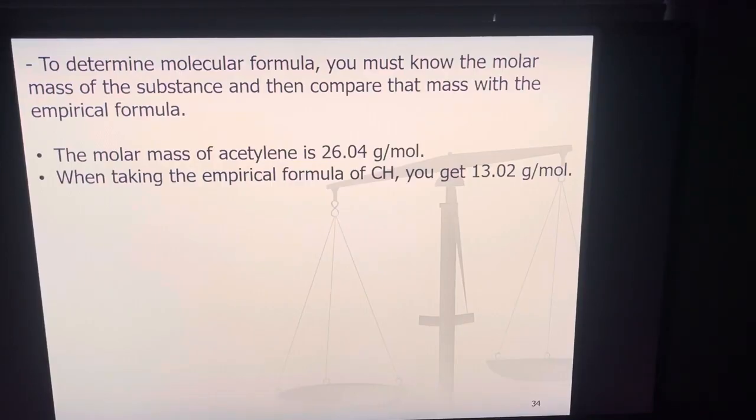You're going to be given the molar mass, don't worry. And of course, we're going to have more practice with this. So the molar mass of acetylene is 26.04 grams per mole. Again, we don't know what the formula is yet, we just know what the molar mass is. When taking the empirical formula of CH, you get 13.02 grams per mole.